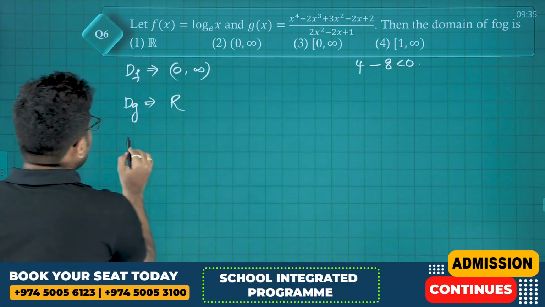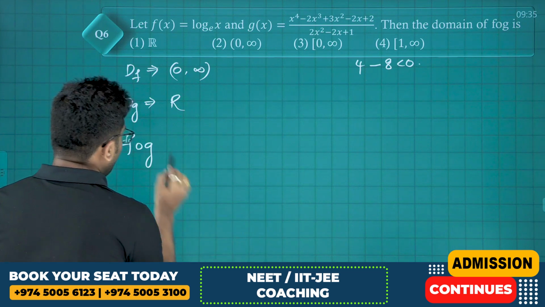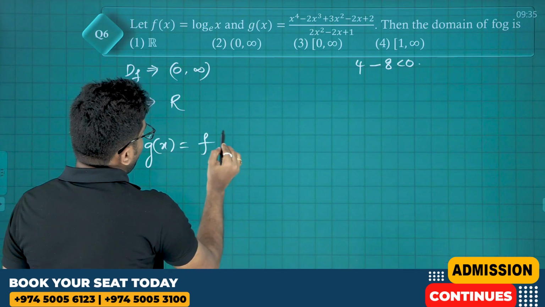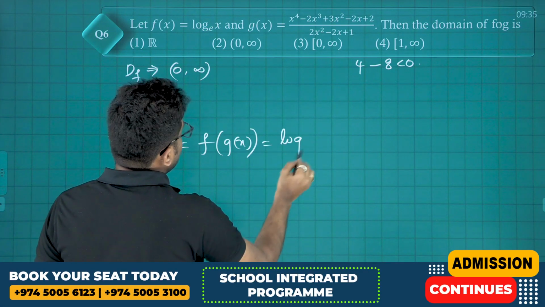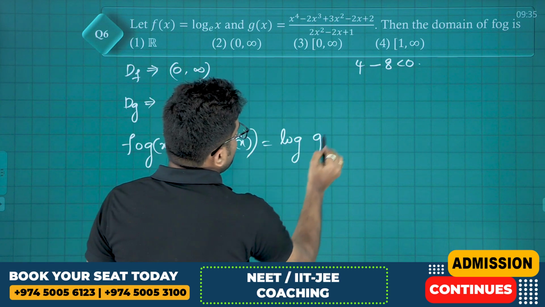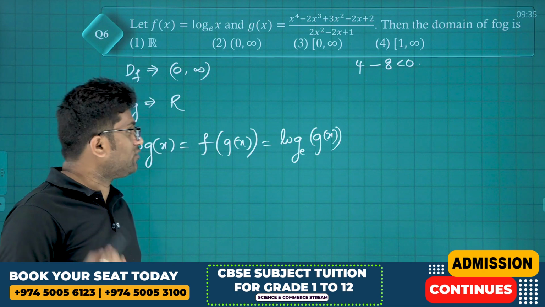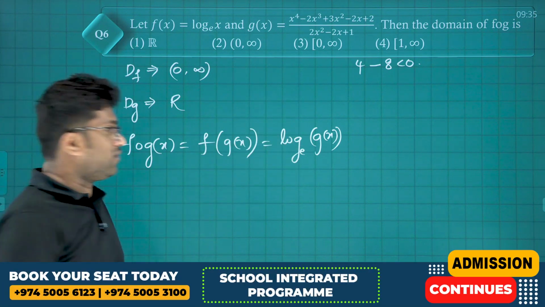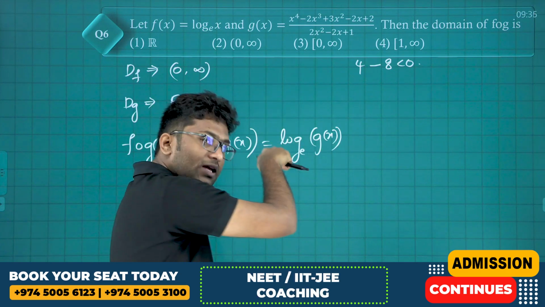Okay. Now what is f circle g? f circle g of x is nothing but f of g of x. f of x is log, no? So log of g of x. f of x is log x. f of g of x is log of g of x. So now g of x is a function in log.